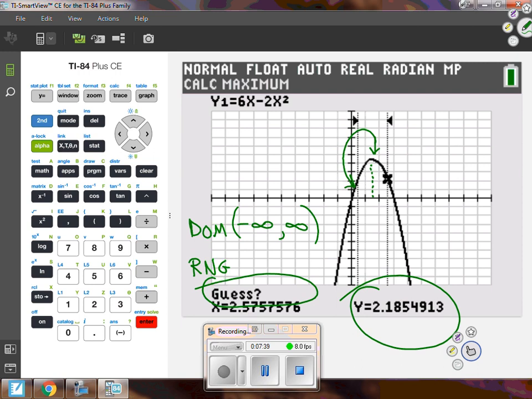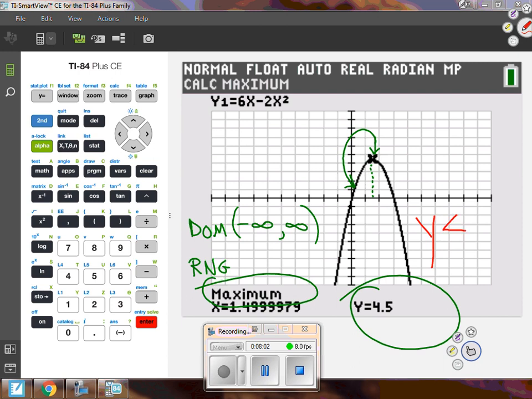When you hit enter, it'll tell you that it's at 1.5 rounded, comma 4.5. So your 4.5-ish was right. It's 4.5. That's the max. That's the highest y that it reaches. So in the old days, you might say the y's are only less than or equal to, because it hits what? 4.5.